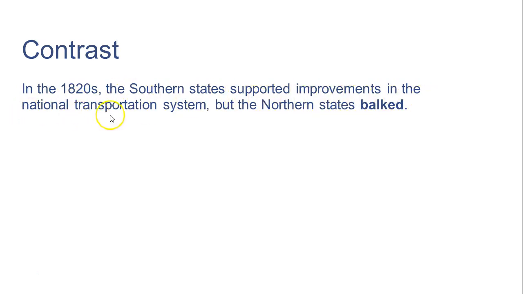So the sentence reads, in the 1820s, the southern states supported improvements in the national transportation system, but, however, the northern states balked. I hope you can guess the meaning of the word balked by now. Yes, it means refused to support, because before the word but we have supported. Southern states supported. What happened with the northern states? They balked, meaning refused to support.